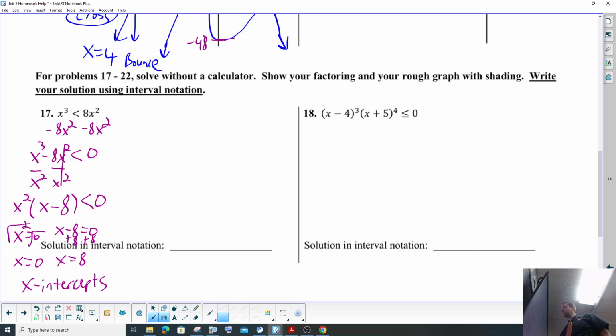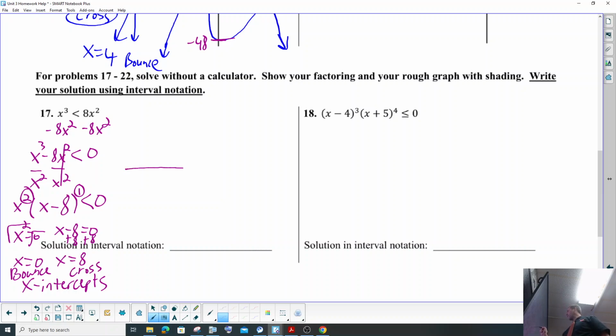What do you think? Pause me, try it on your own. So the squared means bounce. So x equals 0 is going to be bouncing. And then x equals 8 has a first power, invisible, and so that means to cross through.